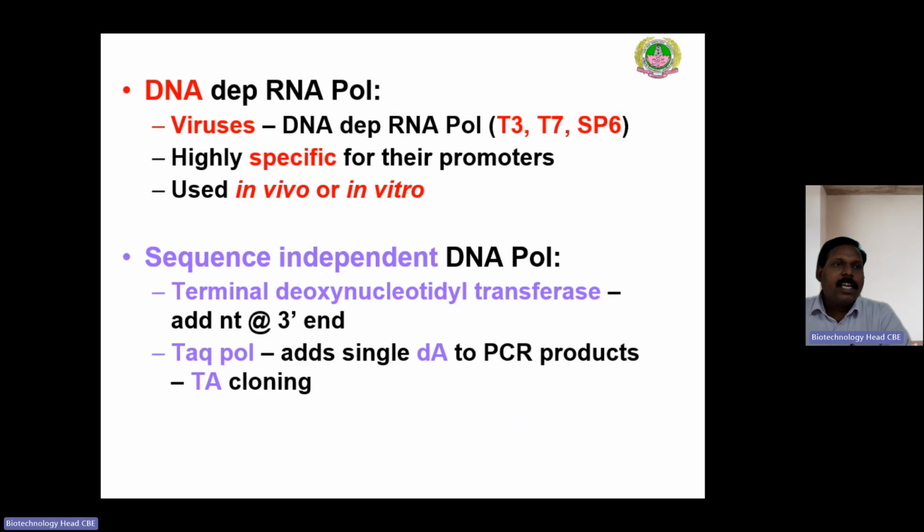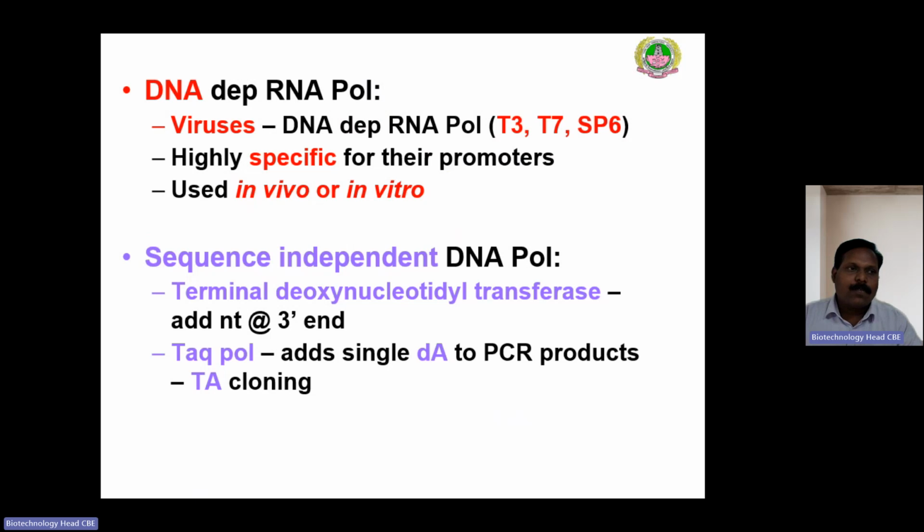The third type is DNA-dependent RNA polymerase. The enzymes isolated from the viruses, which include the T3, T7, and SP6 enzymes from the specific phages, and they are very highly specific for their promoters. And that's the reason these polymerases can be typically used for expression studies. T3, T7, SP6, even in the sequencing program, we use this DNA-dependent RNA polymerases, and they can be deployed both under in vivo as well as in vitro condition.